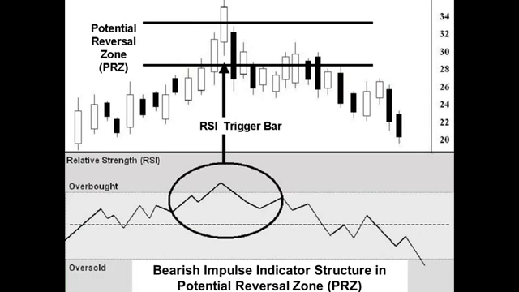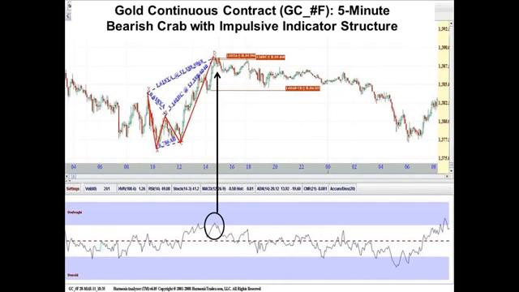Looking at a bearish impulsive indicator structure in the potential reversal zone, we want to take note of the RSI reading itself, as the pattern completes and the reading reverses out of the overbought area. Looking at this chart of gold on the continuous contract on a 5-minute, we see a bearish crab with a real nice impulsive indicator structure.